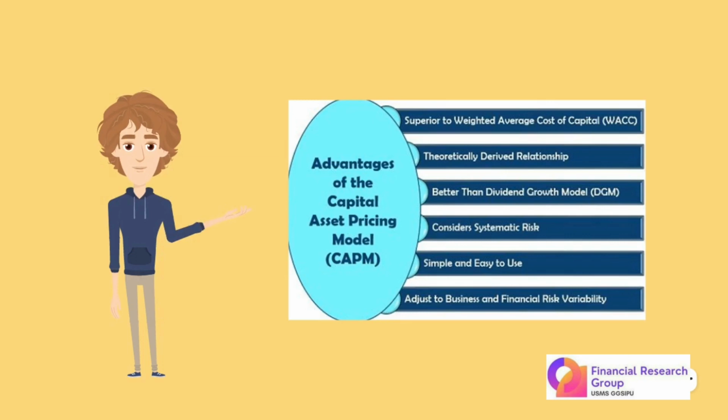Now let's have a look at the advantages of the CAPM model. 1. Superior to weighted average cost of capital. 2. Theoretically derived relationship. 3. Better than dividend growth model. 4. Considers systematic risks. 5. Simple and easy to use. 6. Adjusts to business and financial risk variability.